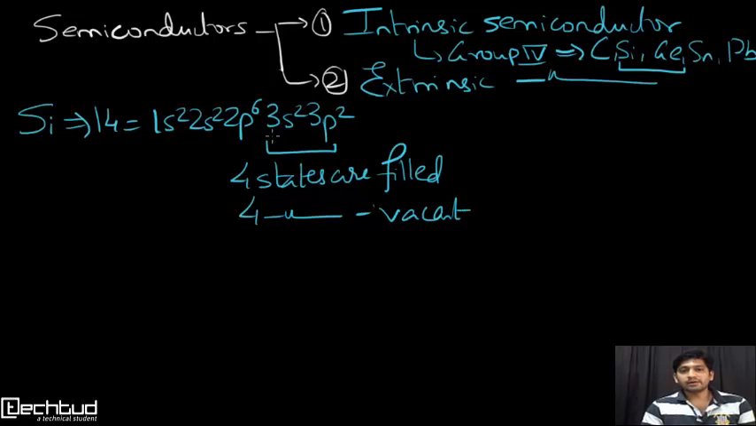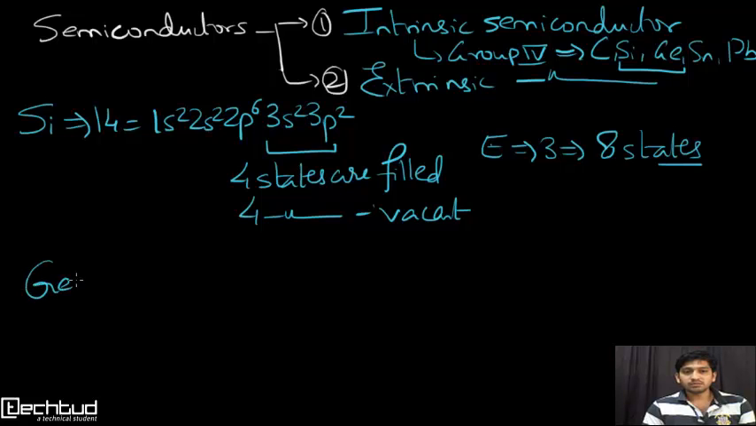because the total capacity of this energy level is 8, right? Because 3s2, 3p6 is as far as it could go. So that is 2 plus 6, that is 8 states possible. So at energy state 3, we have 8 states. Out of those 8 states, 4 states are filled and 4 states are vacant, right?